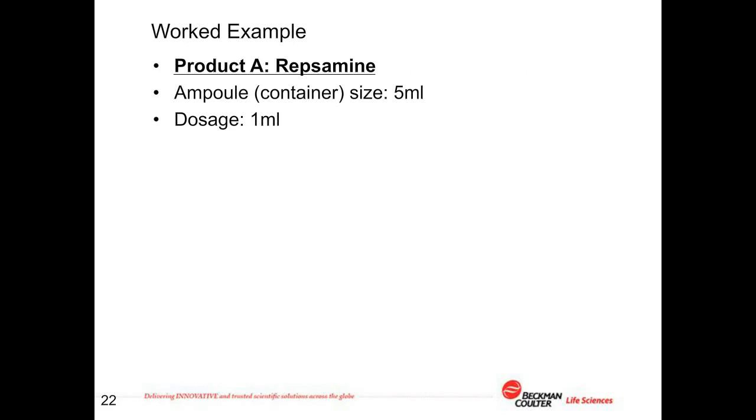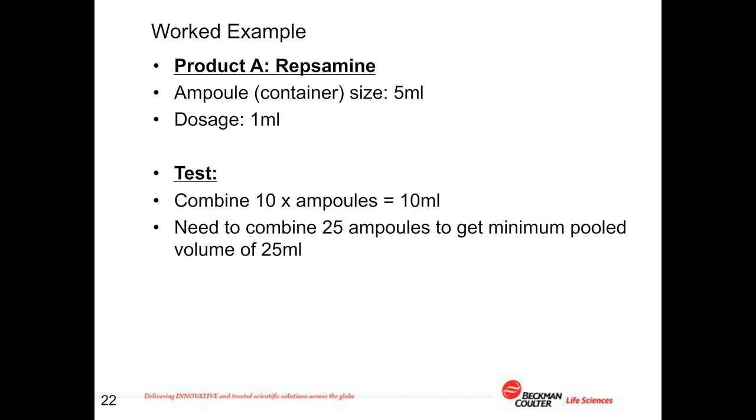Okay, so let's test product A, the repsamine. As we said, the ampule, the container, is 5 milliliter in size. So it tells us we must combine 10 ampules together. But when we do that, because there's only 1 milliliter in each ampule, you only get a pooled volume of 10 milliliters. So that's not enough. So in fact, you have to combine 25 ampules to get the minimum pooled volume required of 25 milliliters.